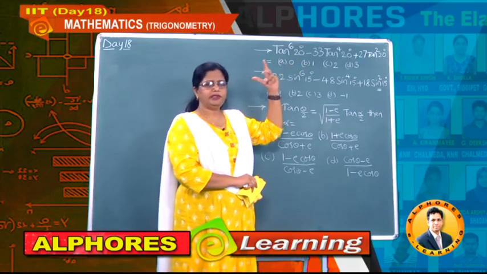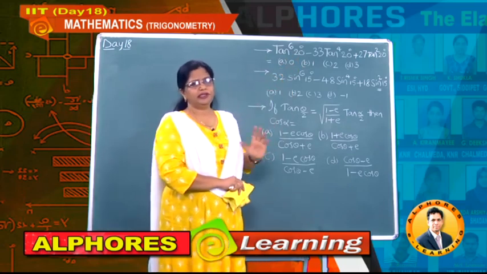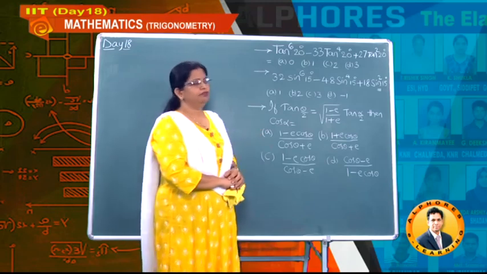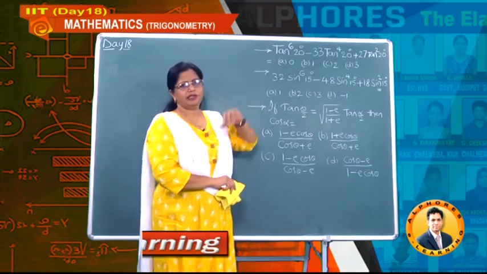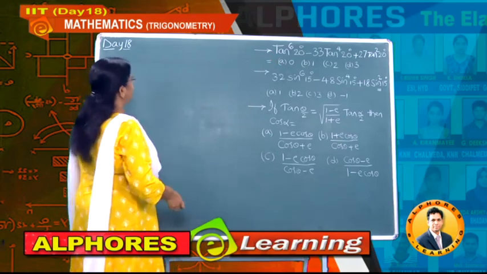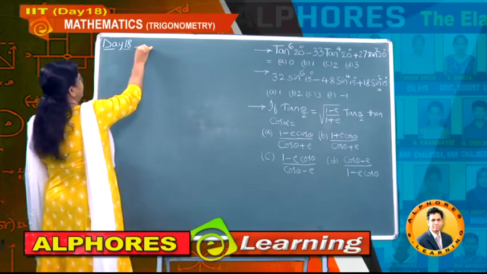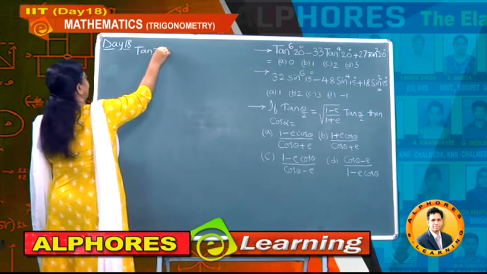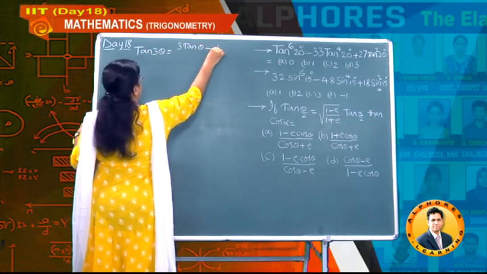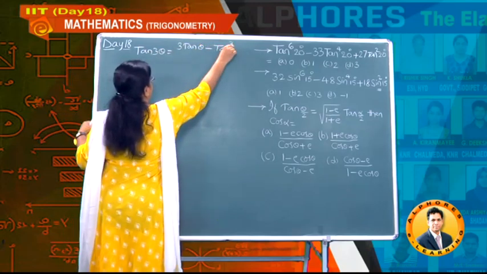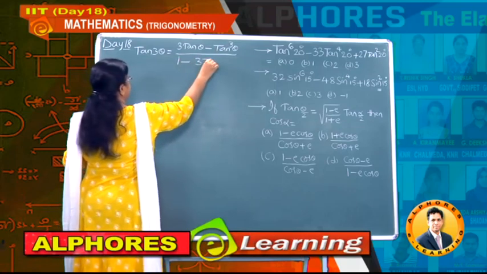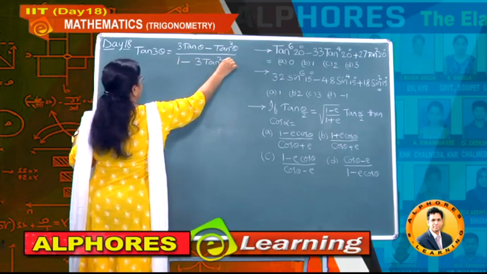So let us see, students, here 20 degrees is our theta. 3 theta means 3 into 20 degrees, that is 60 degrees, and tan 60 degrees is our known value. That is why we are going to make use of the formula of tan 3 theta. So what is tan 3 theta actually? Tan 3 theta equals 3 tan theta minus tan cube theta, whole divided by 1 minus 3 tan square theta. So this is the formula for tan 3 theta.